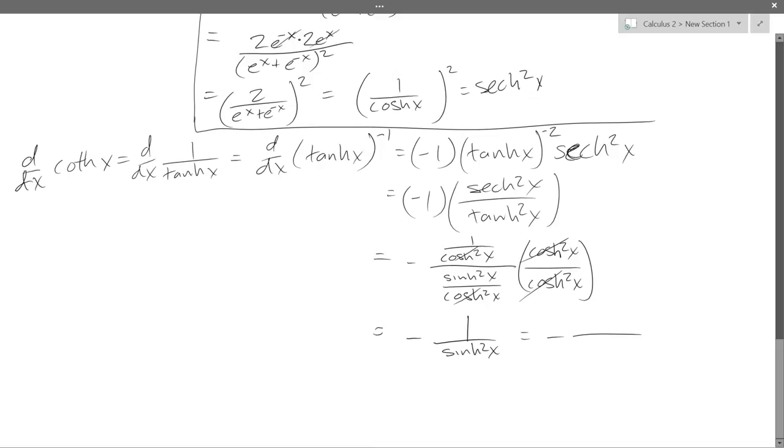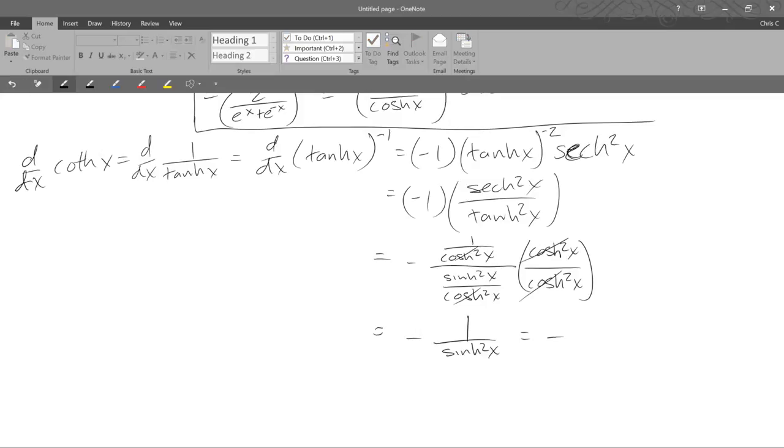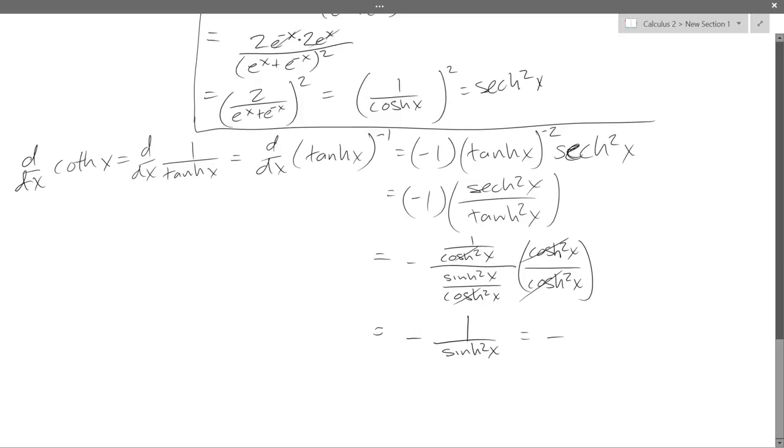We're not dealing with the fraction anymore. That'll be negative csch squared x. All right, there we go.